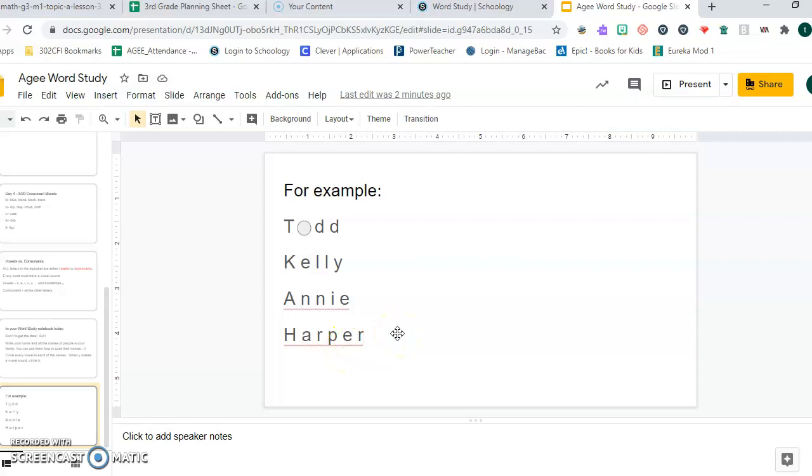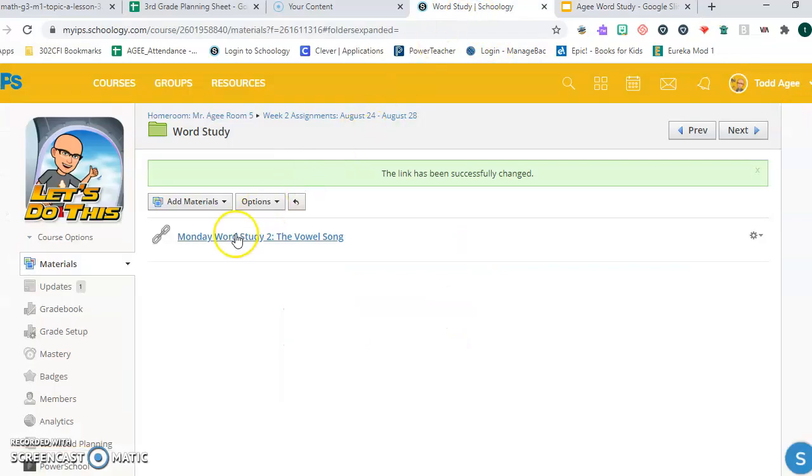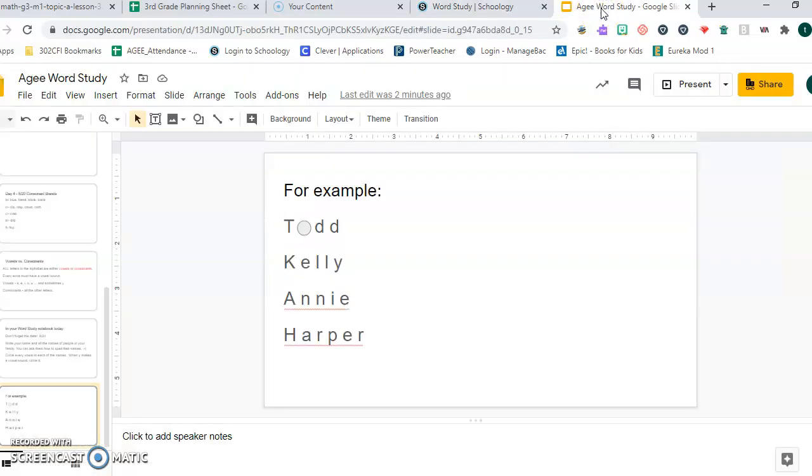Now, if you get finished with this assignment and still have time before writing, go into Schoology and you'll see this Monday Word Study 2, the Vowel Song. It's this kind of kids British rock band, and they are singing a song about memorizing the vowels, the five vowels, A, E, I, O, and U. Takes about 5 minutes. Go ahead and watch that and have some fun with it. And that's your work for today.